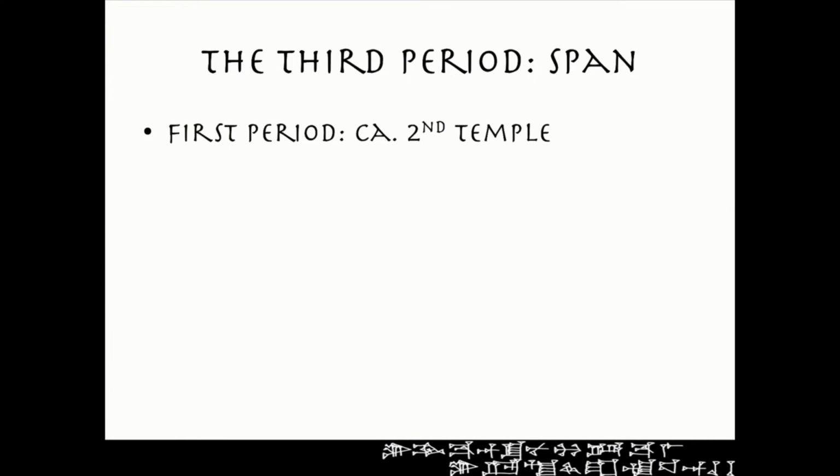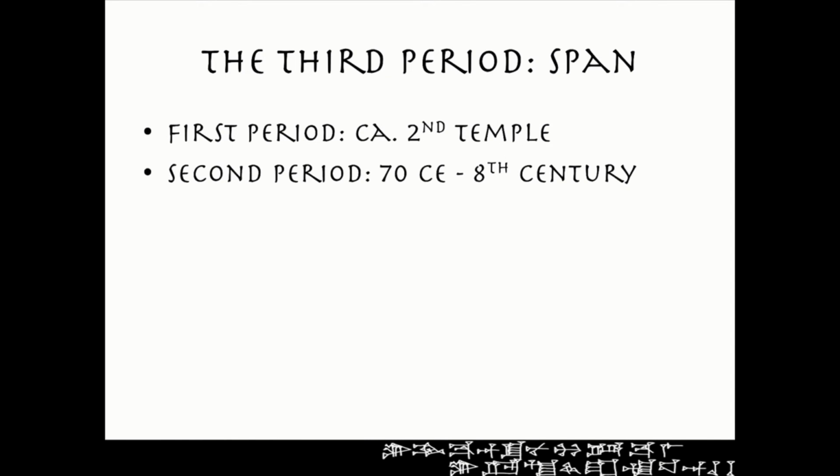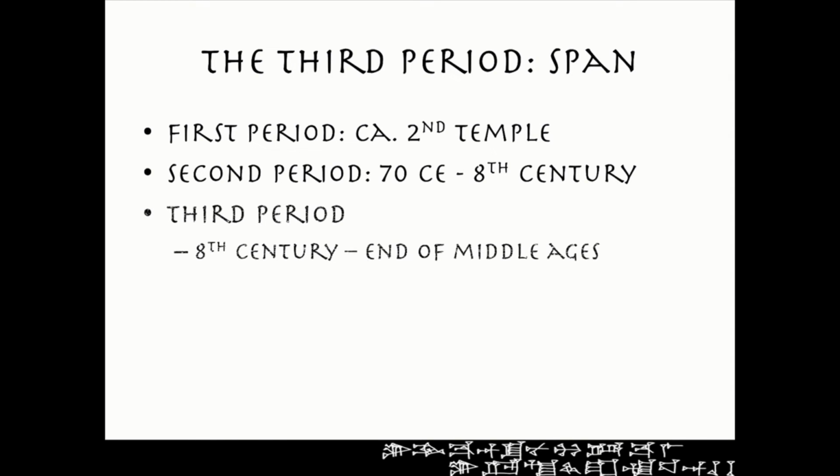So, by way of review, the first period consisted of essentially the Second Temple period. We don't know when it began precisely, but it runs through the destruction of the Second Temple in 70 CE. And from 70 CE into the 8th century is roughly the second period of transmission for the Masoretic text. And then today we're going to be talking about the last section, the 8th century through the end of the Middle Ages, roughly the middle of the second millennium CE.